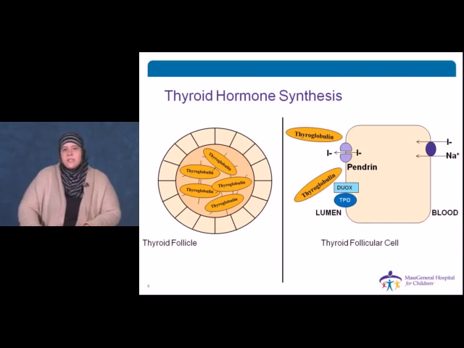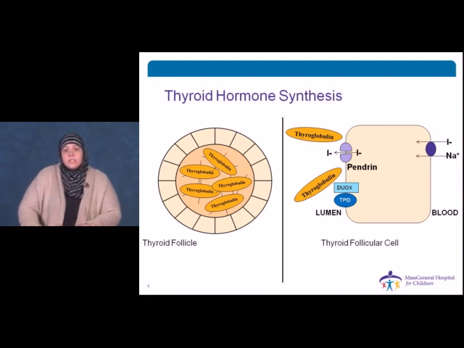The thyroid is comprised primarily of thyroid follicles. These are lined with a single layer of cells, and they have a colloid in the middle. The colloid is primarily comprised of thyroglobulin, which is a large glycoprotein that has many tyrosine residues and basically acts as a scaffolding on which thyroid hormone is synthesized.